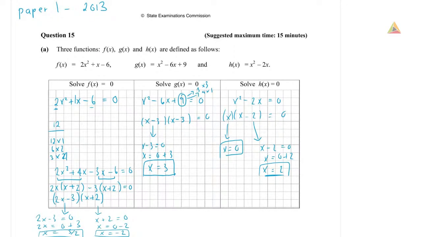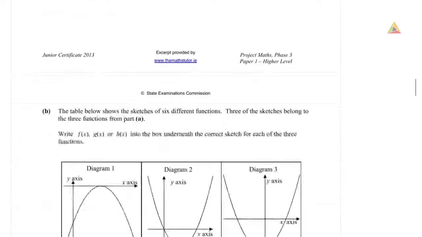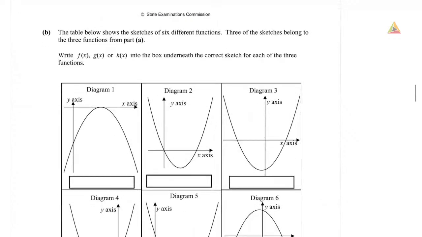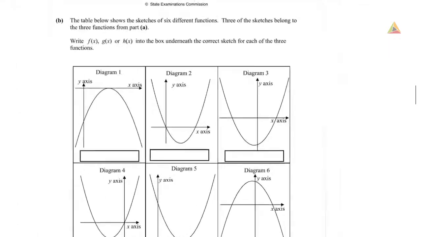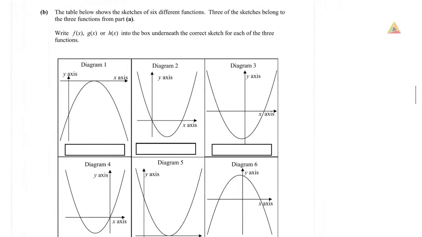So we're going to go on to another exam question now. So this is actually, sorry, this is the same question, but it's just part B. So the table below shows the sketches of 6 different functions, and 3 of the sketches belong to the 3 functions from part A. Write the f of x, g of x, or h of x into the box underneath for the correct sketch for each of the 3 functions.